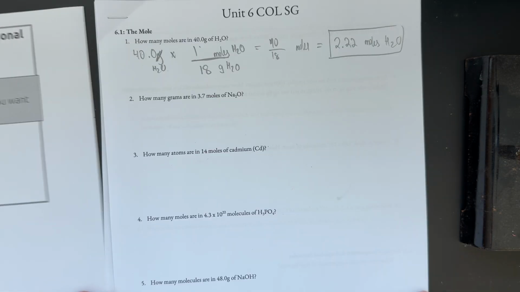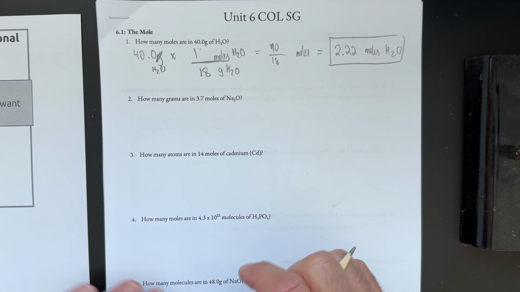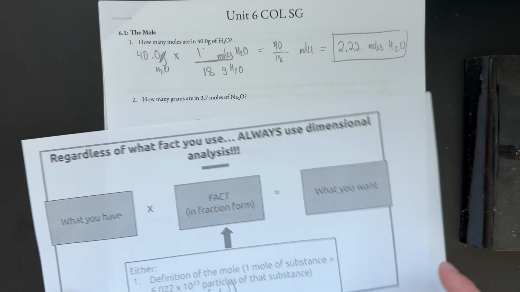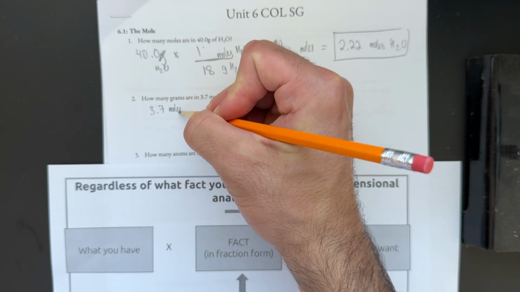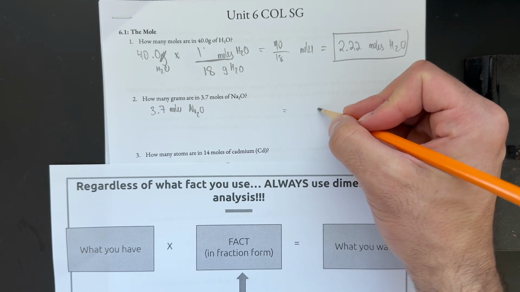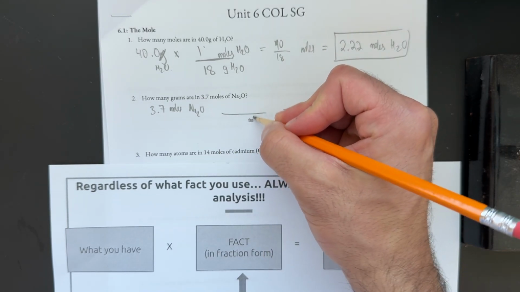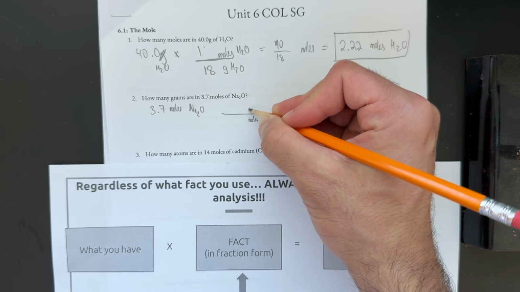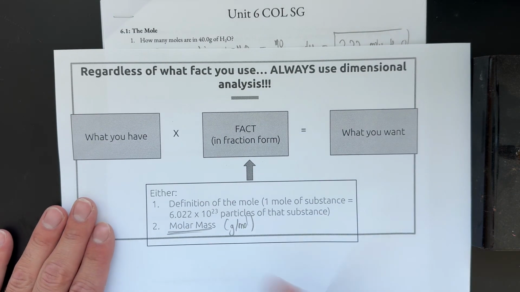Let's take a look at a couple other ones. How many grams are in 3.7 moles of Na2O? Well, using that same template, we are going to take what we have, 3.7 moles of Na2O, and to get to grams of Na2O, we need to have something where we have moles of Na2O on bottom and grams of Na2O on top. What is that? Well, this is again just the molar mass.